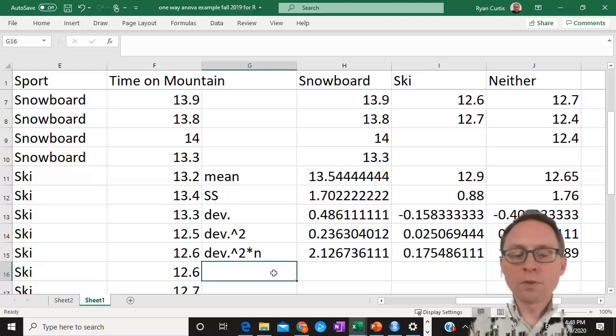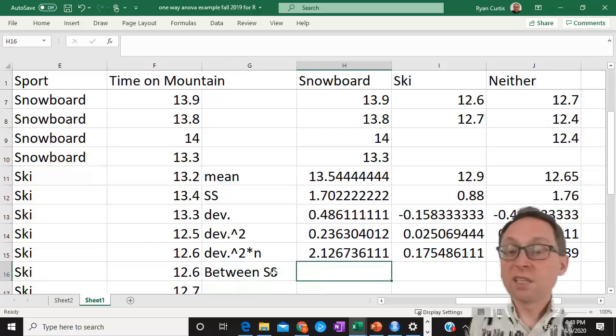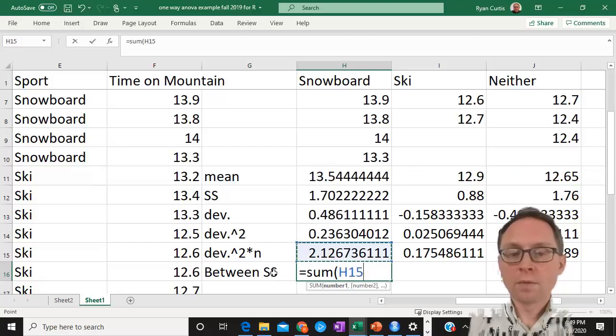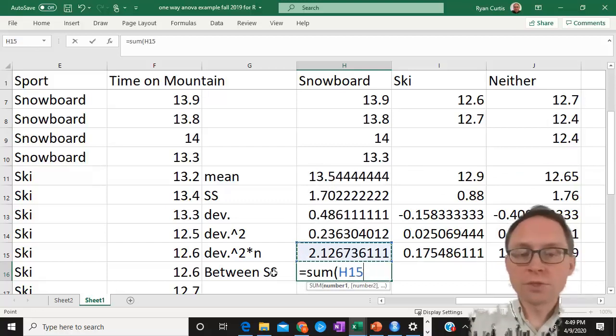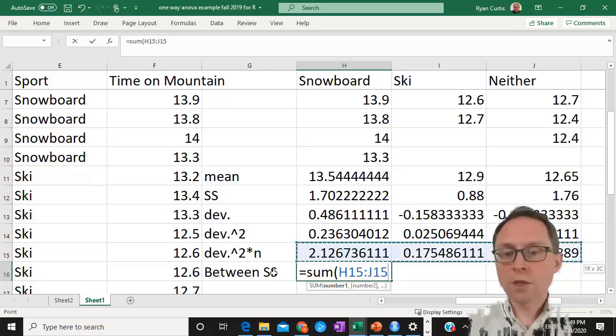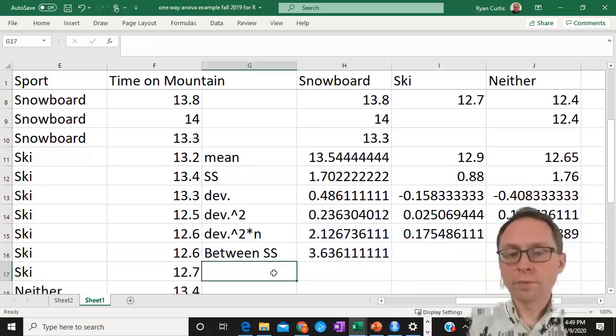The between groups sum of squares, it's called the between groups sum of squares, is going to be the sum of those 3 numbers that we just created. It is going to be the deviation squared times n for the snowboarders, for the skiers, and for the neither group. 3.636.